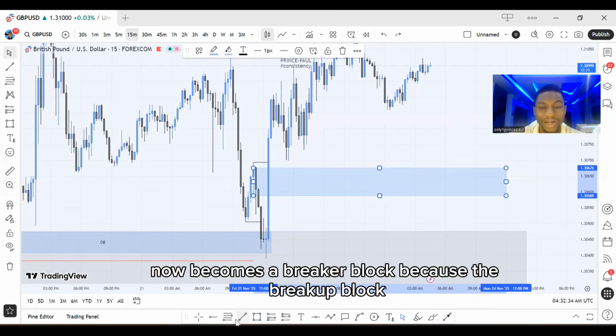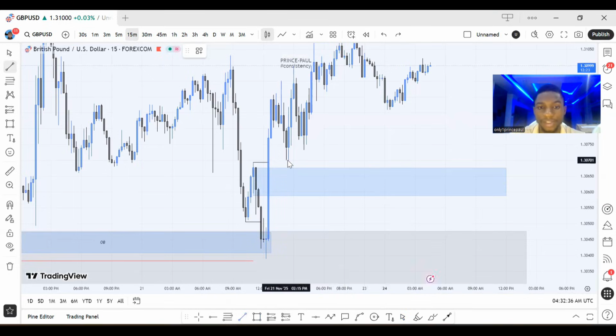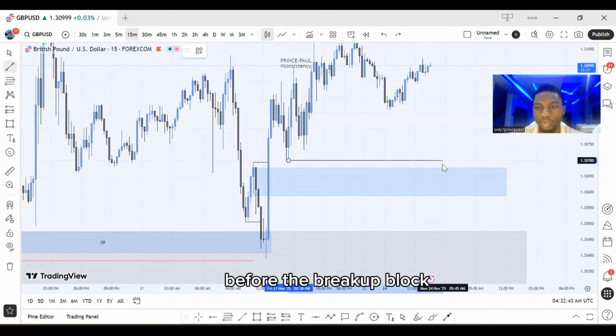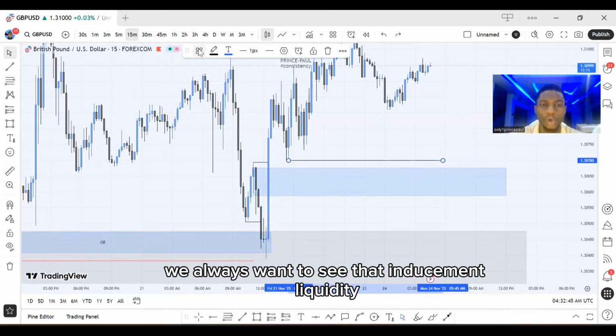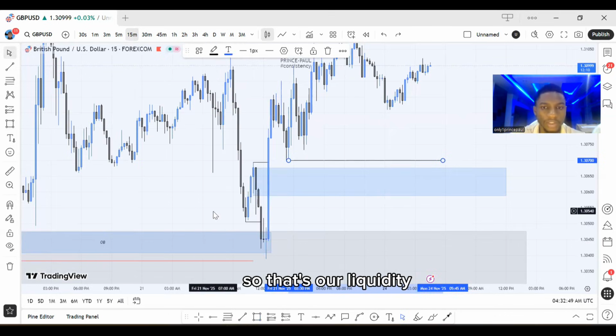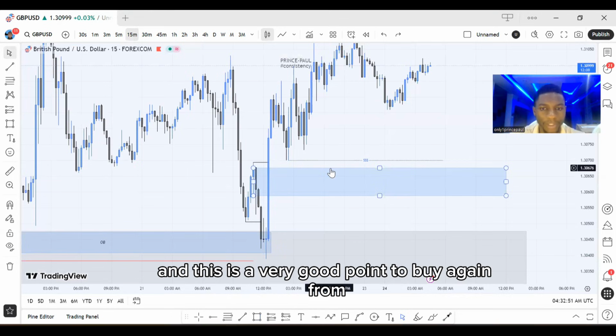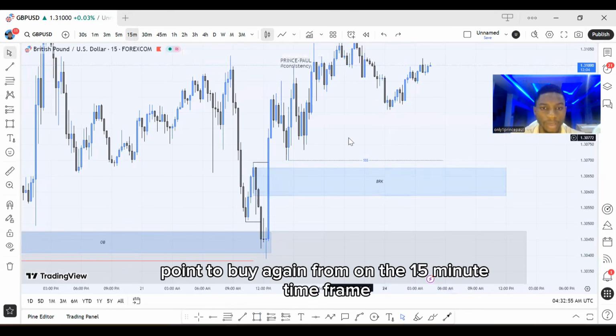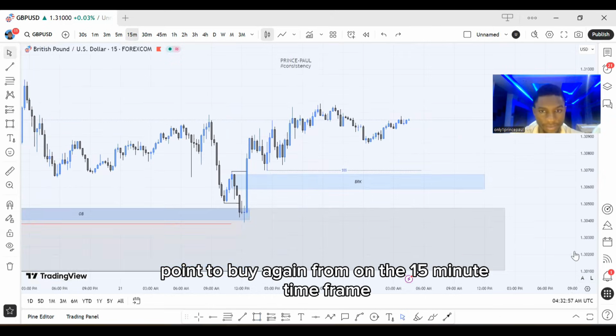It becomes a breaker block, and now you can still see that it also provided inducement liquidity before the breaker block. We always want to see that inducement liquidity. We always want to see that, right? Always want to see that. So that's our liquidity, and this is a very good point to buy again from. This is a very good point to buy again from on the 15-minute time frame.